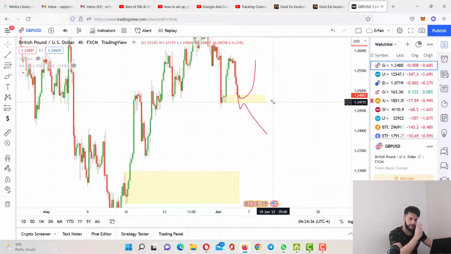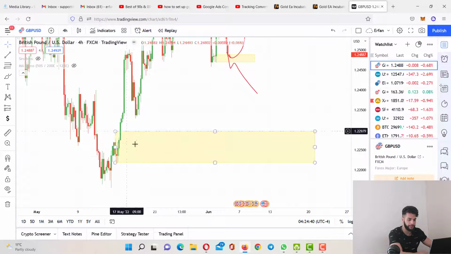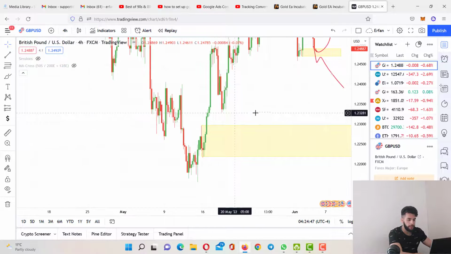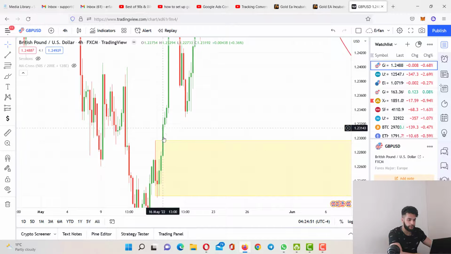So two scenarios might happen, plus we have this high probability demand zone here that I identified a few weeks ago. Again, it never reached it, but it's still valid, because these are the last two bearish candles, and this is the first candle that came out of the box. The next candle after that never tapped into the zone. That's why it's a high probability demand zone.